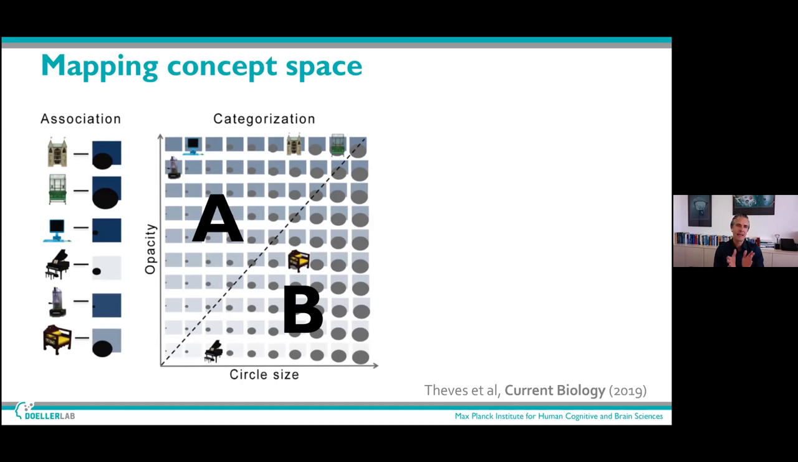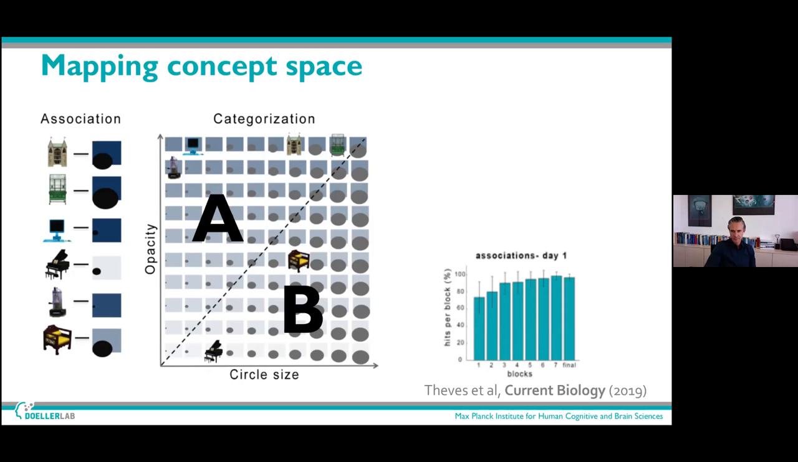we let people categorize those stimuli into an A category and B category. And the definition of A and B is done simply by the spatial position of the feature combination in the space. So everything which lies above the diagonal of that two-dimensional space is A category and the other is B category.